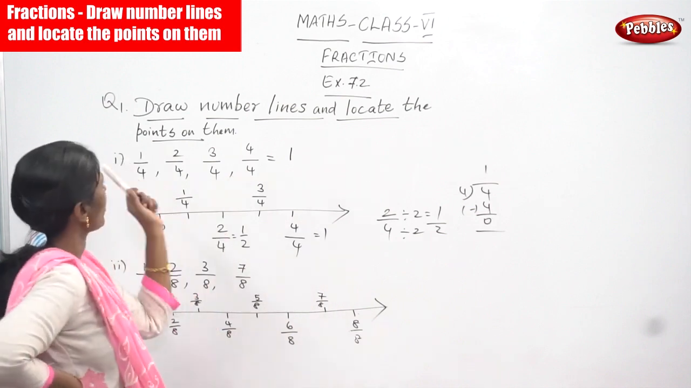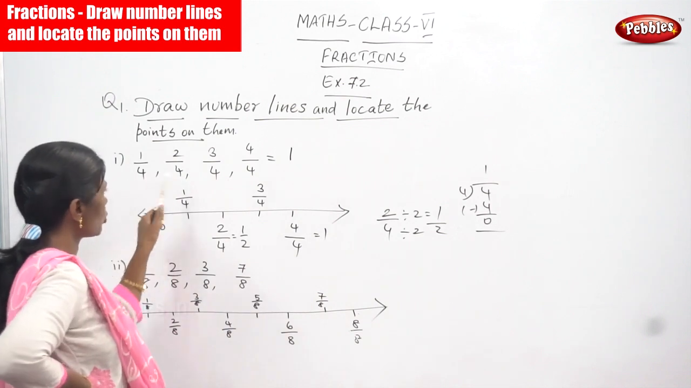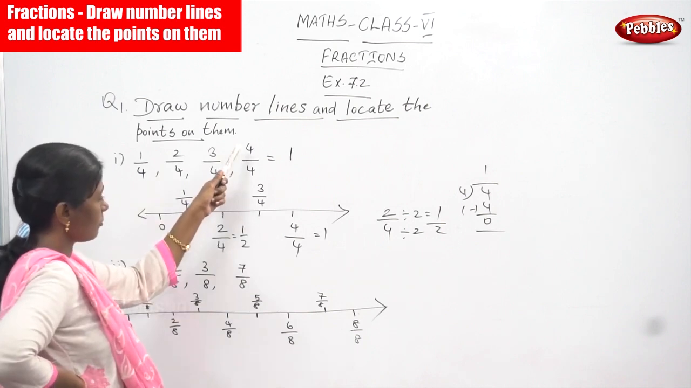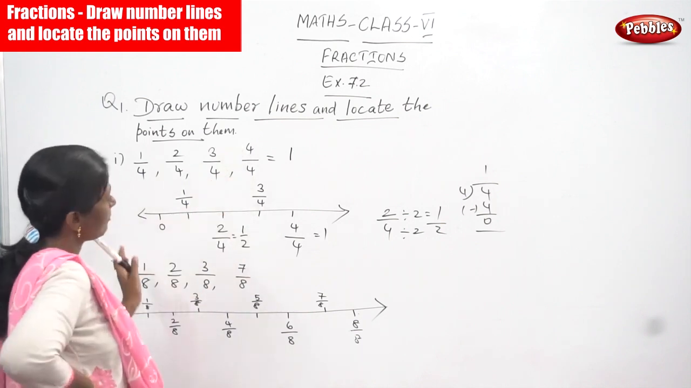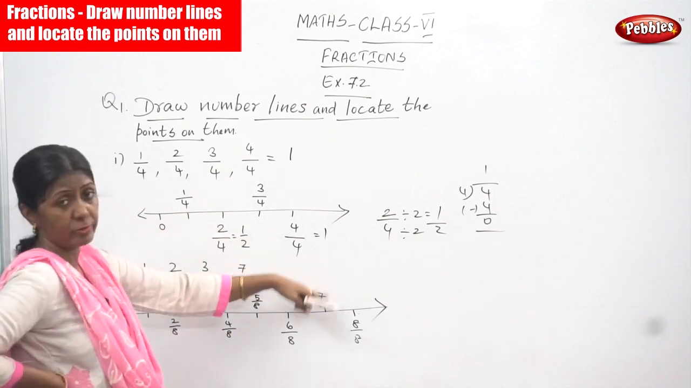Draw number lines and locate points on them. Now we are going to mark the points 1 by 4, 2 by 4, 3 by 4, 4 by 4. So if you divide 4 by 4, what can you get? 1. So we have to draw the number line. Start with 0 and complete it with 1.